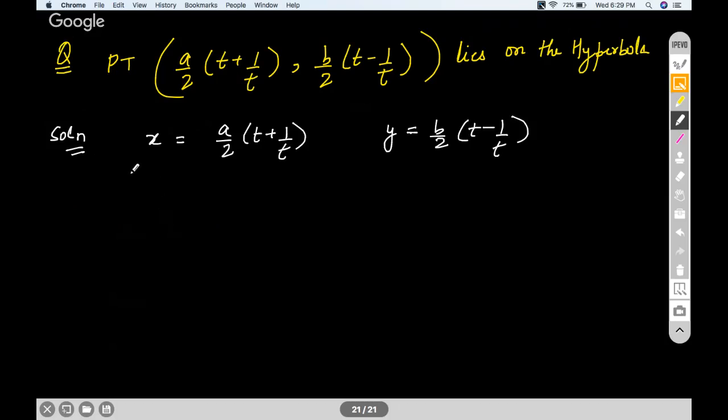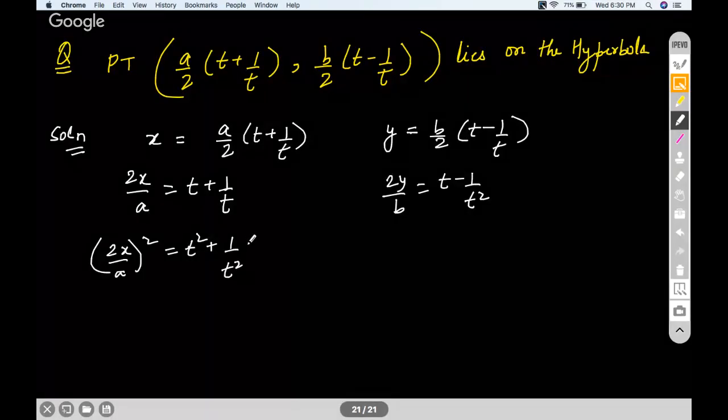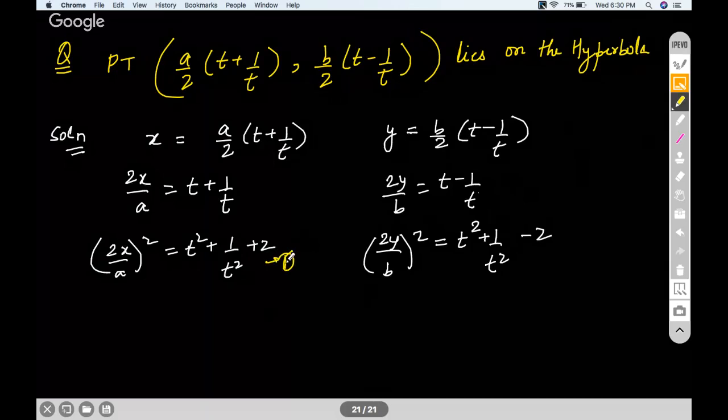Okay, so I can say 2x by a is t plus 1 by t, and 2y by b is t minus 1 by t. Now when you square both the sides, you get t square plus 1 by t square plus 2. Here you get (2y by b) whole square as t square plus 1 by t square minus 2. Now let me call this as 1. Let me call this as 2.